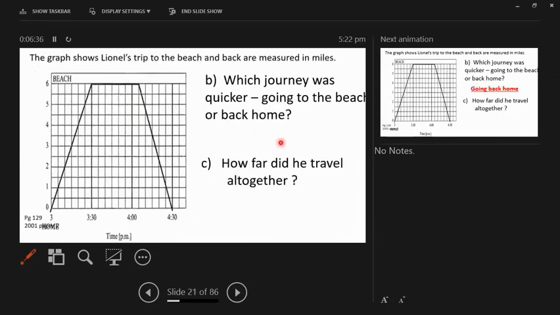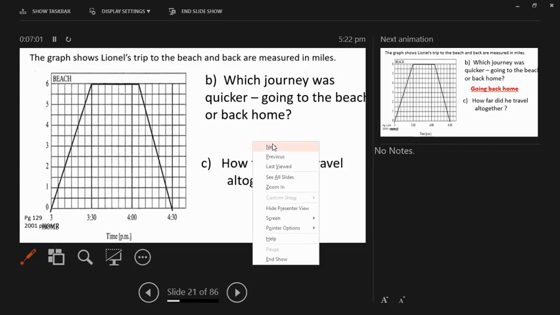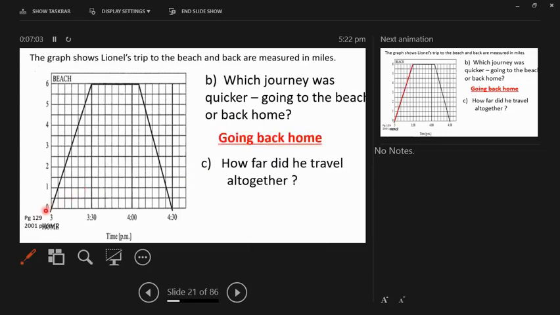Y'all doing good. Which journey was quicker? Going to the beach or back home? This is where we stopped yesterday. Which journey was quicker? Going to the beach, back home. Okay, why do you think going back home was quicker? Back home. Okay, and we can prove that because here, going to the beach, it took us half an hour. 5, 10, 30 minutes. 5, 10, 15, 20, 25, 30.